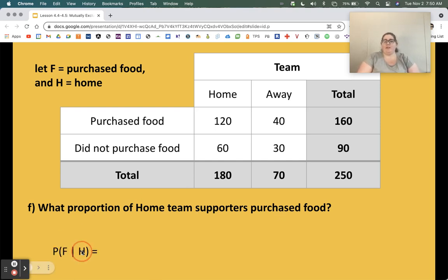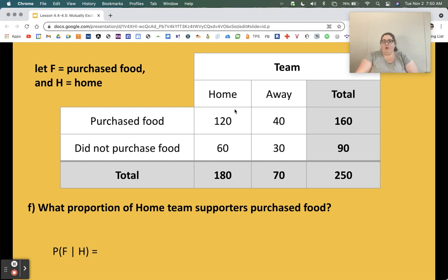So when I do my notation, I'm going to write it like this. I'm going to say, what's the probability that they purchased food, which is F, given, that's the vertical line, that they support the home team. So probability of purchased food given that they support the home team. And to figure that out, again, we do have a formula for "given" that I'll show you in a little bit. But we can just look at our table.